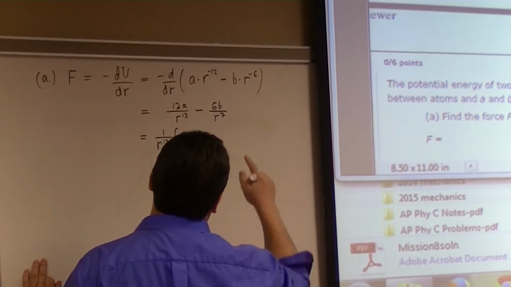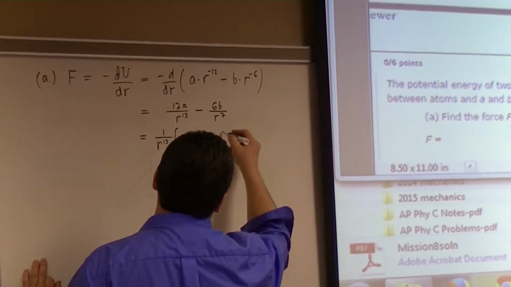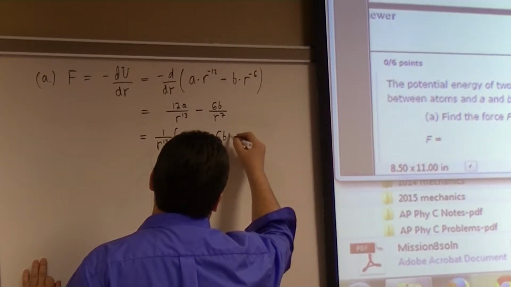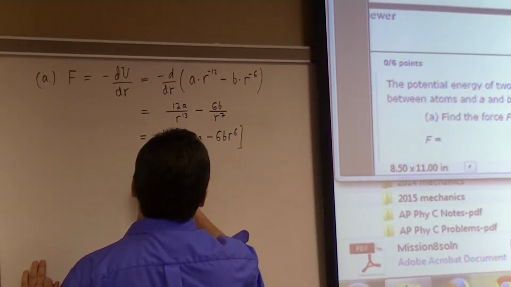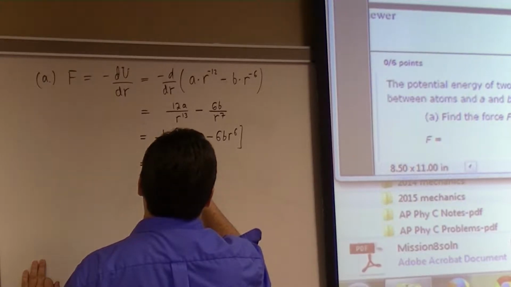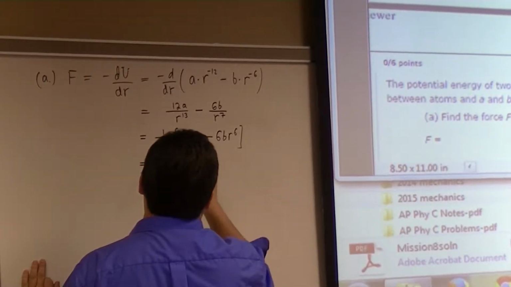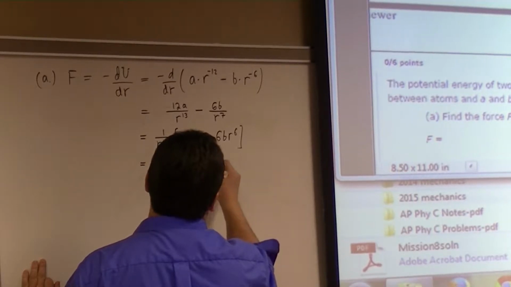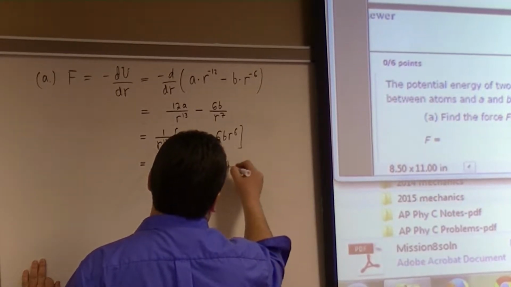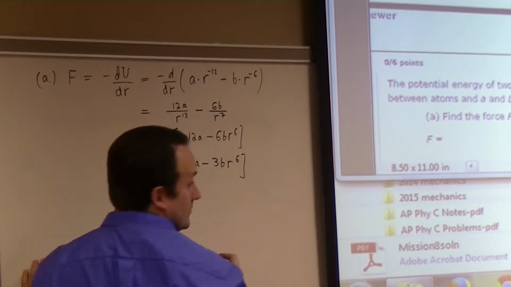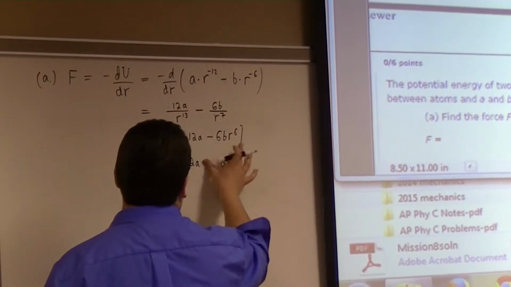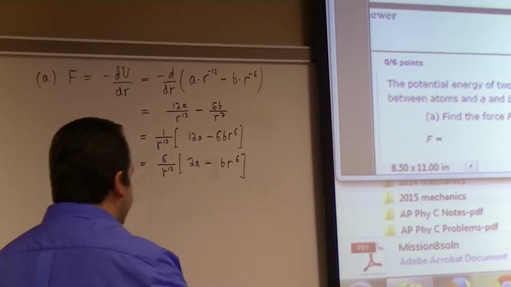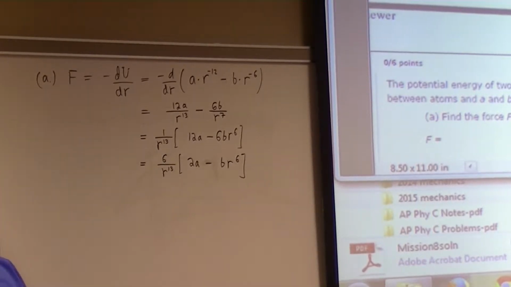So 12A minus what? 6B over the 6. All right. Could you pull out another 6 too? Yeah, sure. Okay, I'll do that. Sure, why not? It's here 6 over R to the 13th, 2A minus 3B R to the 6th. Just what I did? Oh, one. I'm an idiot. Yeah, thanks. All right, finally. I think I made that error now.